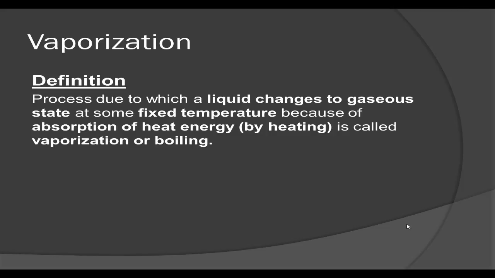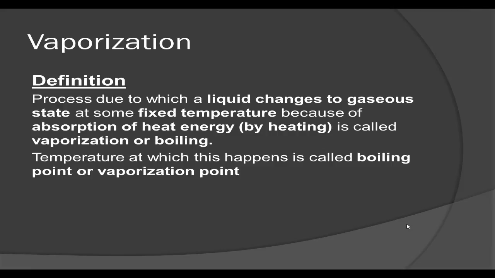So at that fixed temperature, the water will change from liquid to gaseous state. And why is that change happening? Because of absorption of heat. Where was it absorbing heat from? From the hot heating coil which was inside the electric kettle. The temperature at which this happens is called the boiling point or the vaporization point. And in the case of water, it is converting into steam, which is nothing but hot water vapor. Steam is basically the gaseous state of water, and so water is converted to steam at 100 degrees centigrade or 373 Kelvin.